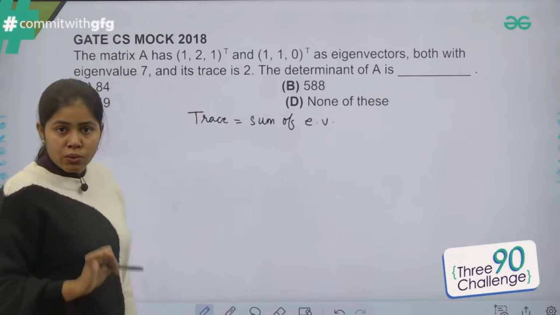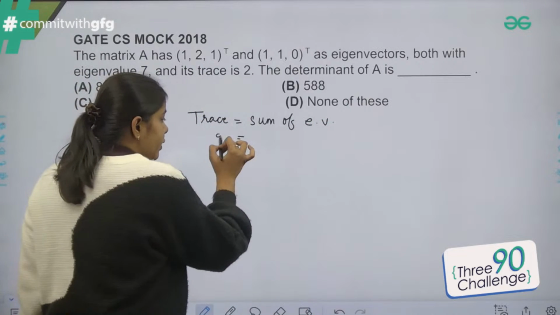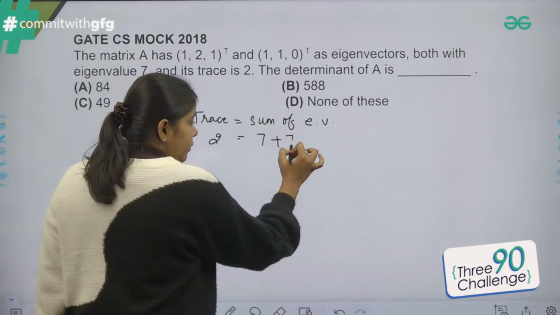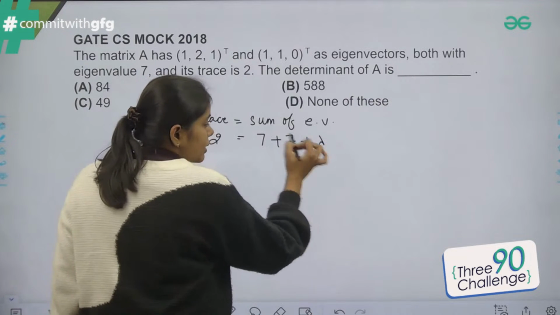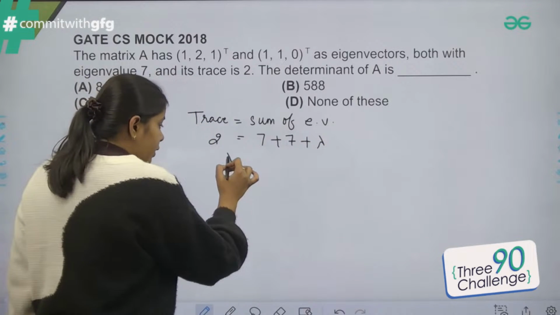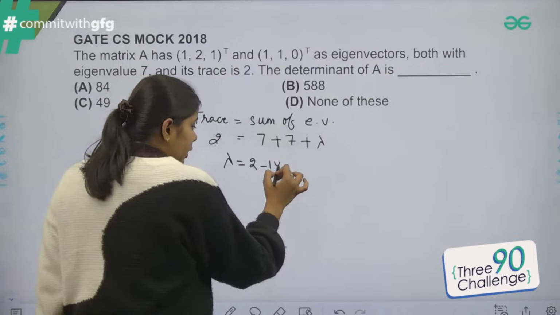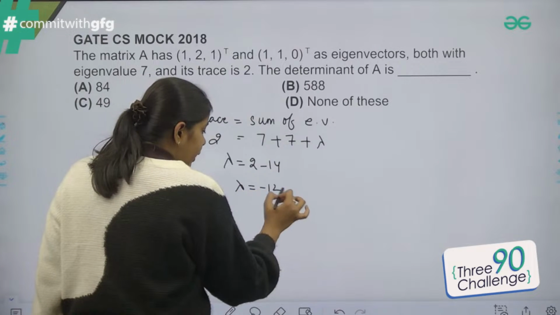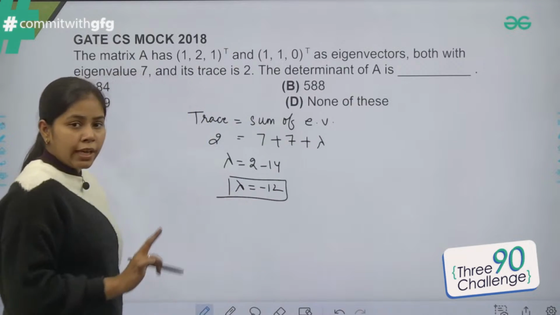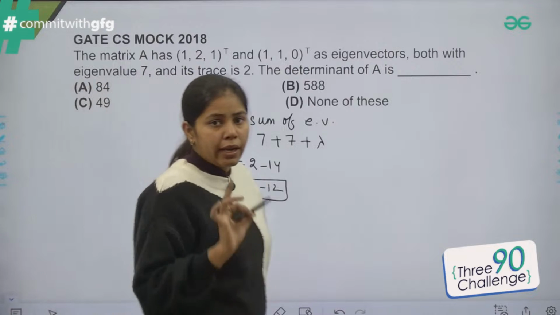Trace is equal to the sum of eigenvalues. The trace is given to me as 2. Let's take 7 and 7 as two eigenvalues, and the third eigenvalue, let's call it lambda. On solving, I'll get 2 minus 14, so the eigenvalue lambda is minus 12. That means we have three eigenvalues: 7, 7, and minus 12.